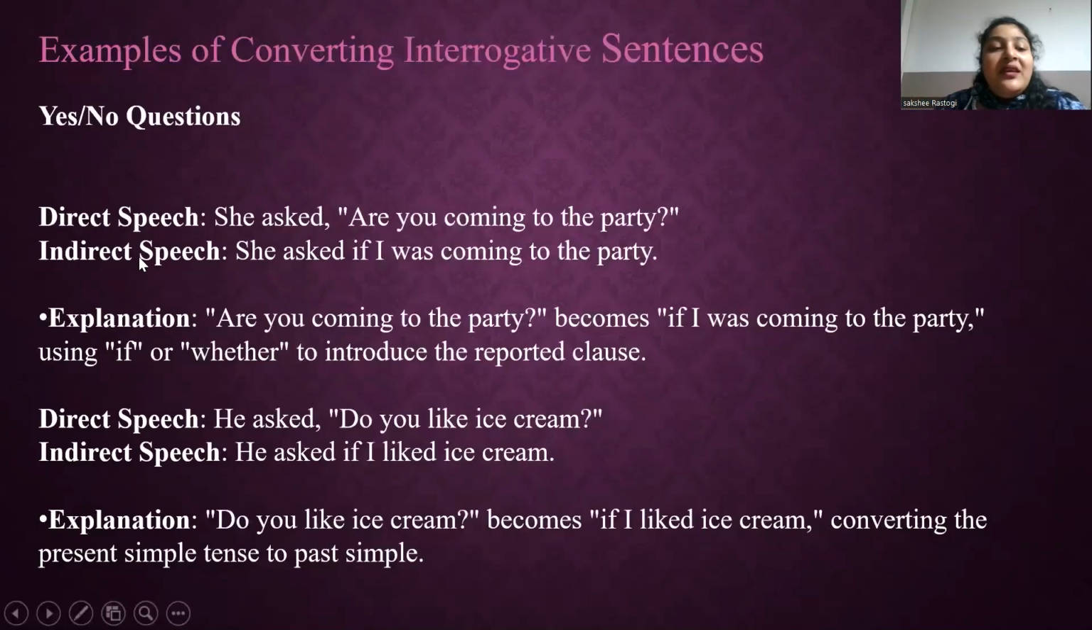While using yes or no questions, here I have some examples of converting yes or no questions from direct speech to indirect speech. Is she coming? She asked if he was coming. Do you like it? He asked if I liked it. Can you speak French? They asked if I could speak French.